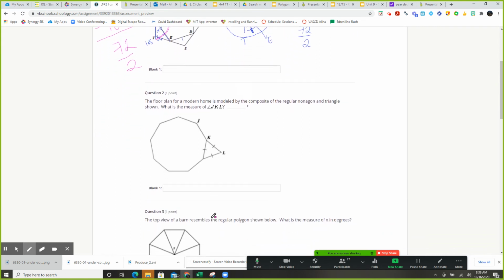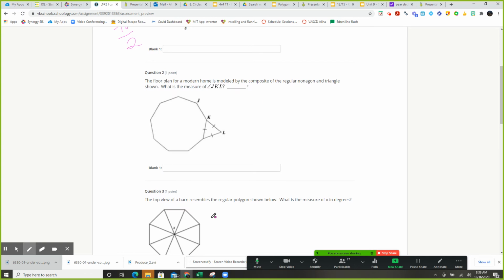What about this one? What am I looking for? An interior angle or an exterior angle? JKL. Exterior, absolutely. And I have this reflexive side right here. The trick to these is to extend out that reflexive side. So I've got an exterior angle of my 9-sided shape, my nonagon. And then I've got an exterior angle of my triangle.